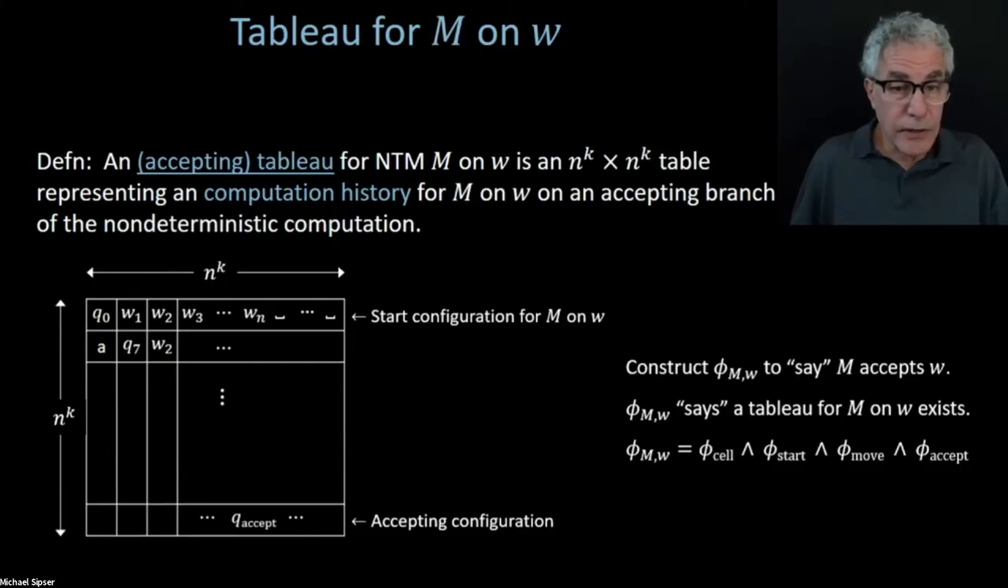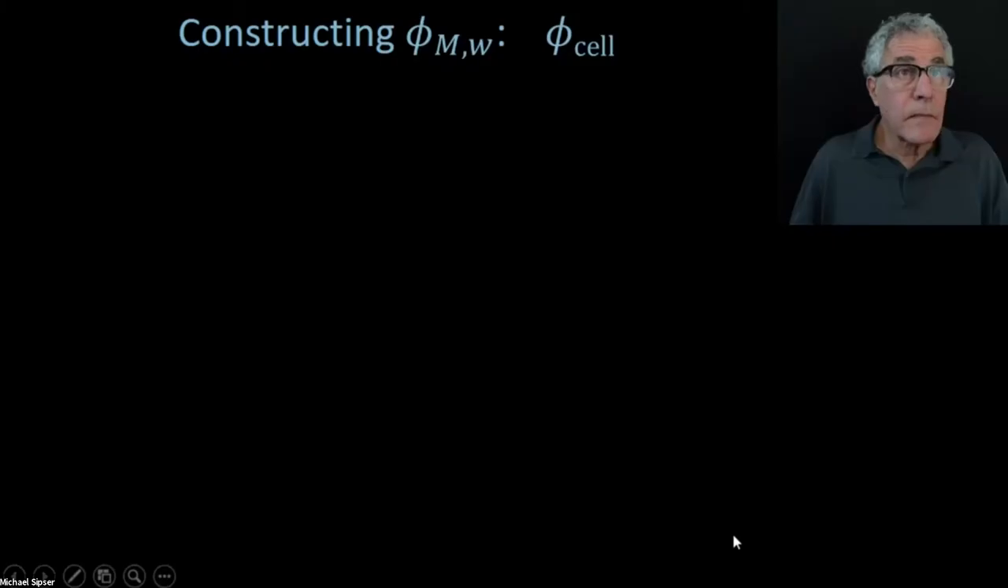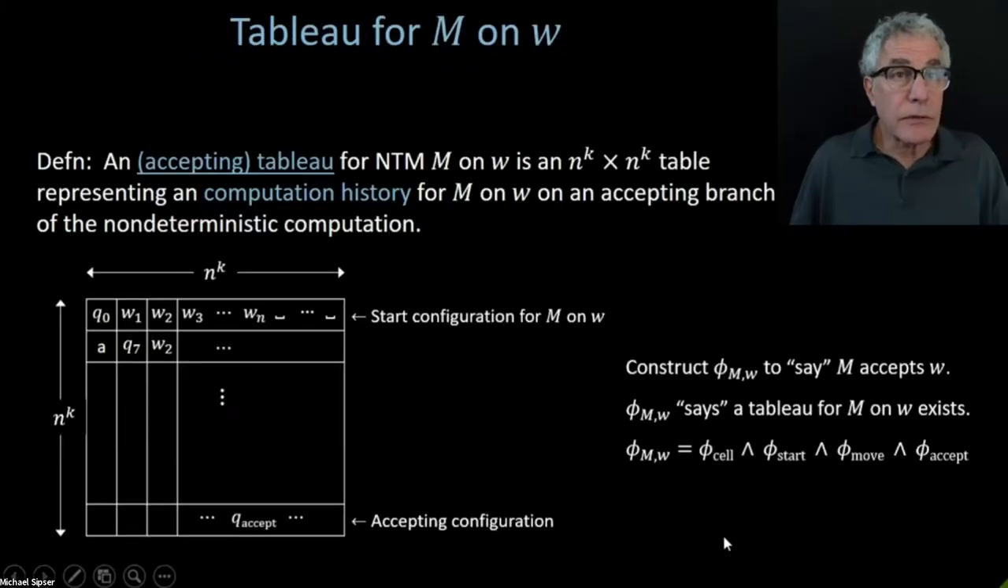I hope you got your question answered as to why the total number of columns is n to the k, because it's just big enough to fit all configurations if the machine's running for at most n to the k steps, which is what we're assuming. Okay, so now getting back to that, I'm going to describe these different components on separate slides.